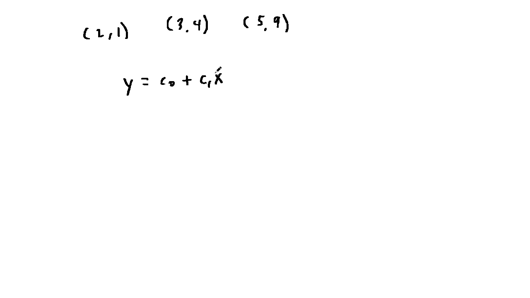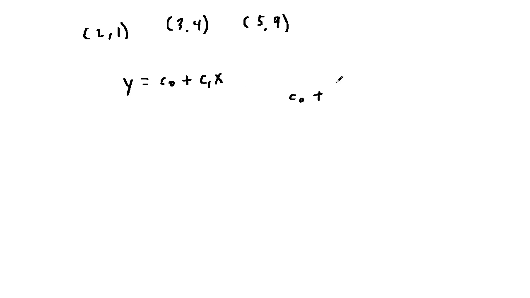Let's say that you have 3 points. Say these are the 3 points, like that. And you want a line y equals c0 plus c1x that goes through all 3 points. We would want each point to lie on the line, giving us the following system of equations.